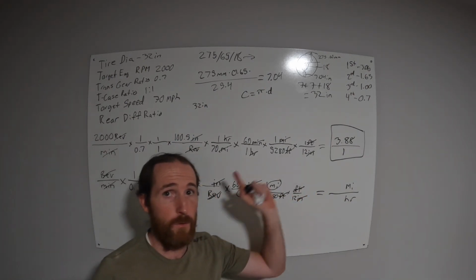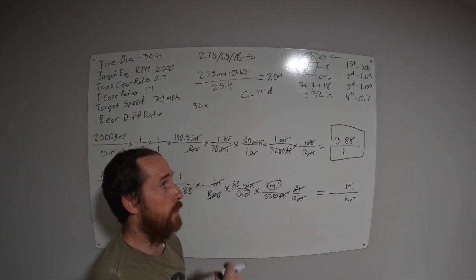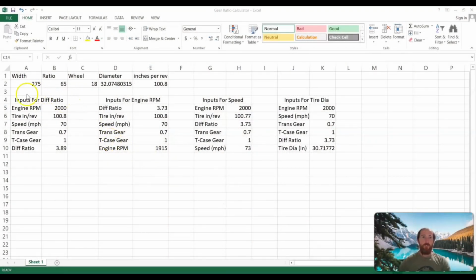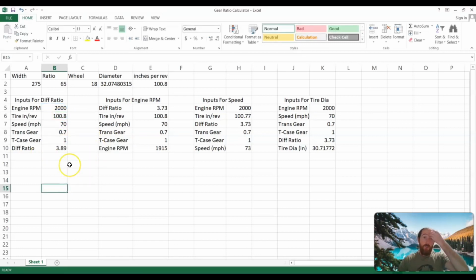Now that I've shown you how to do all the math on the board, let's jump onto the computer. Let's put this into an Excel spreadsheet so we can play with it. What I did is I took the equation off the board and stuck it right here. So the engine RPM multiplied by 1 over transmission gear, multiplied by 1 over transfer case gear, multiplied by tire inches per revolution, and so on. Let's look at this. It's the same thing we just talked about on the board. I also put a calculator in here to calculate our inches per revolution.